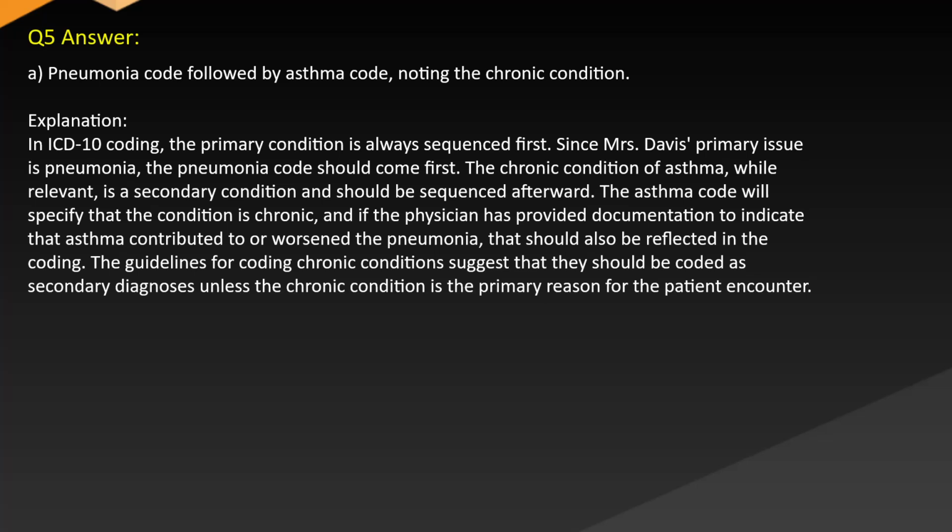The asthma code will specify that the condition is chronic, and if the physician has provided documentation indicating that asthma contributed to or worsened the pneumonia, that should also be reflected in the coding. The guidelines for coding chronic conditions suggest that they should be coded as secondary diagnoses unless the chronic condition is the primary reason for the patient encounter.